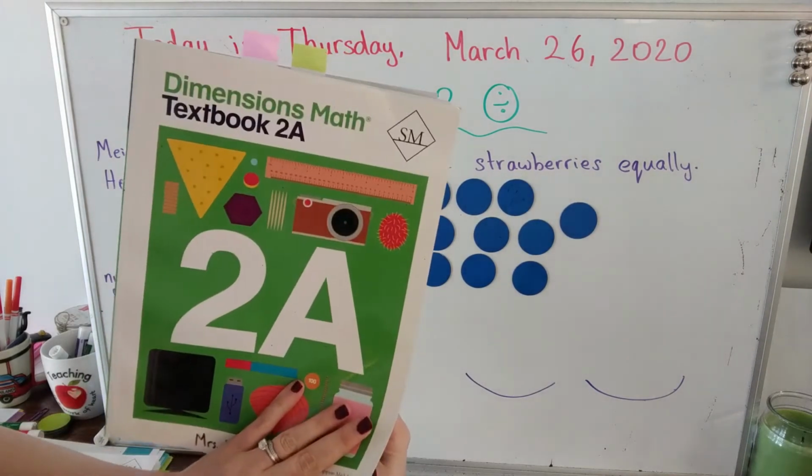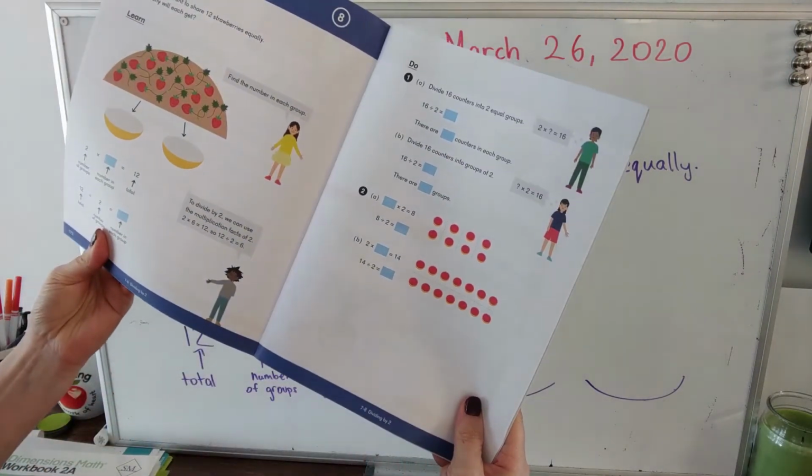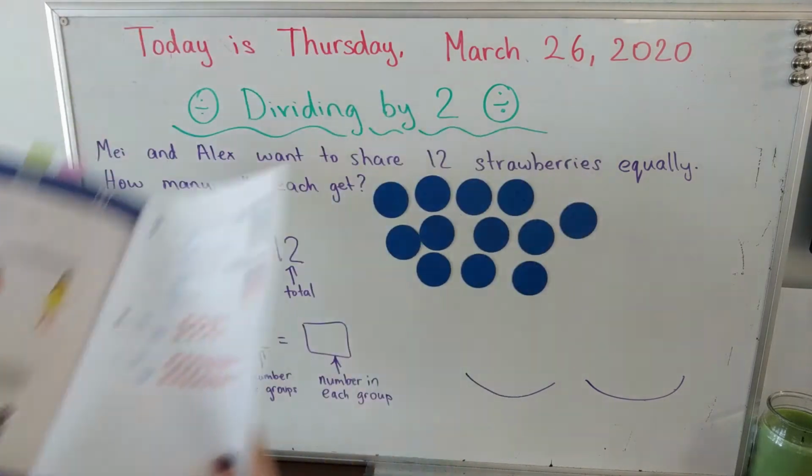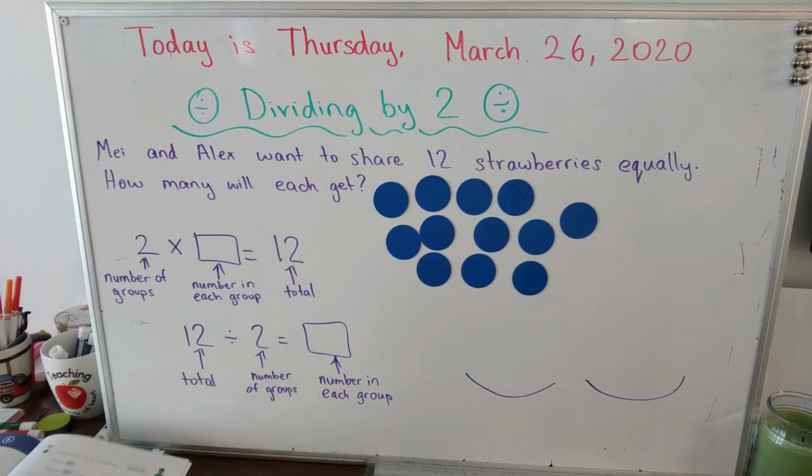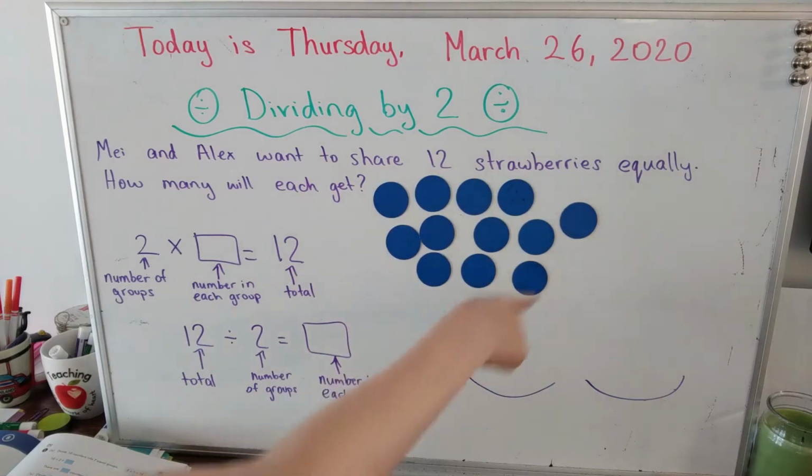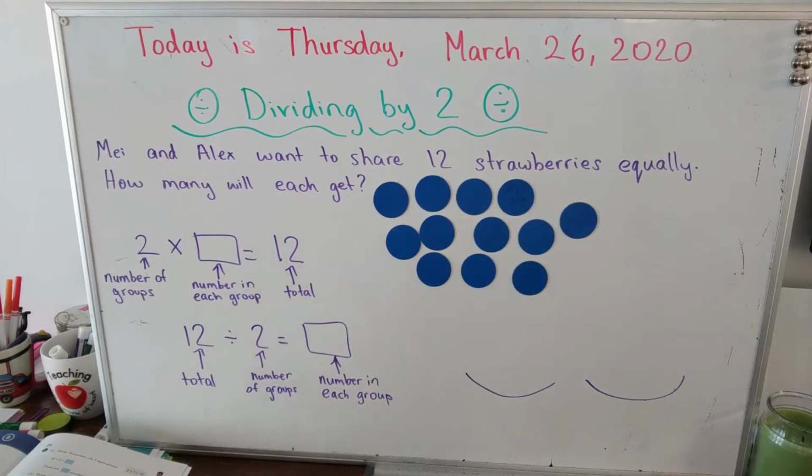Please open your textbooks to lesson 8 and we're going to start reading. It says, May and Alex want to share 12 strawberries equally. Here are my 12 strawberries. How many will each get?